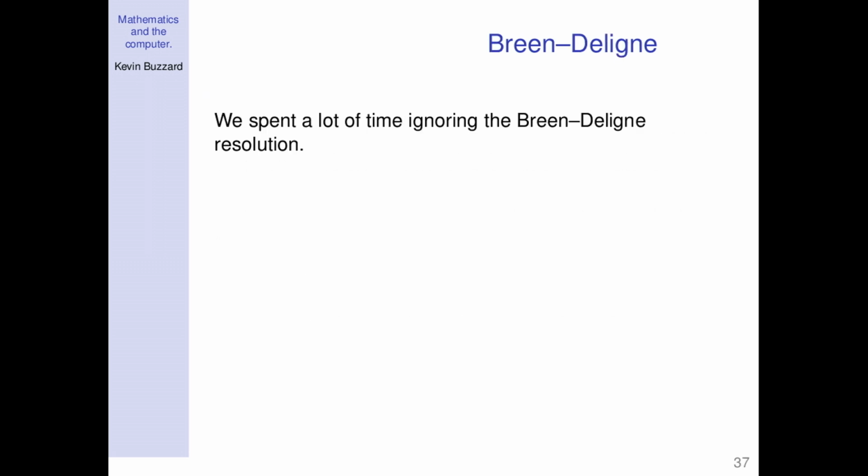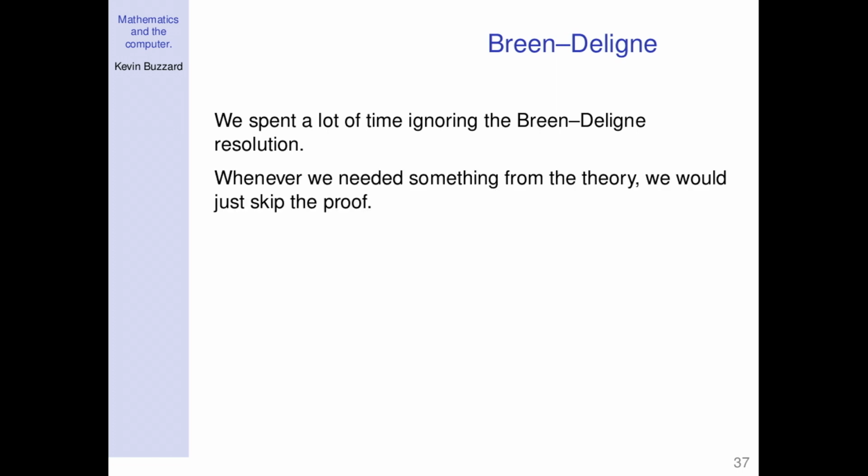So we spent a lot of time ignoring that problem because it didn't look easy, and we didn't have any homotopy theory, let alone stable homotopy theory, at that time. And so whenever we needed something that came from that resolution, we'd just skip the proof.